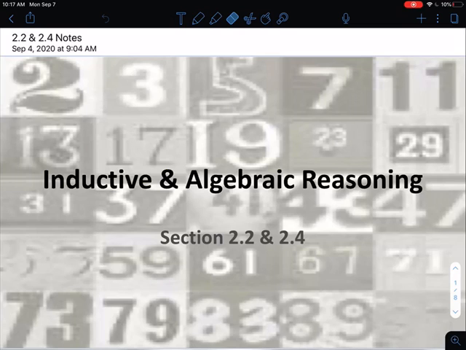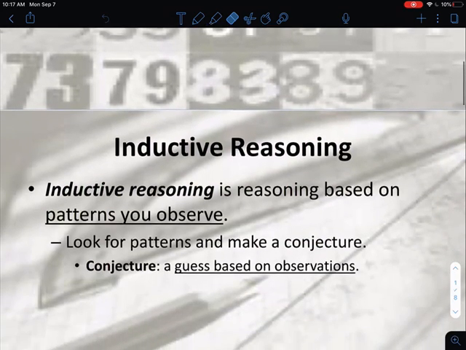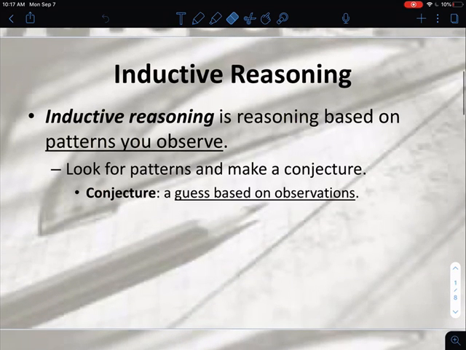All right, today we're going to learn about inductive and algebraic reasoning, so just some rules for some of the logic statements and some of the proofs that are going to be coming up later in the chapter. So the first thing we want to talk about is inductive reasoning. And inductive reasoning is simply reasoning based on patterns you observe. So you look for a pattern and then you make a conjecture about what's going to come next.